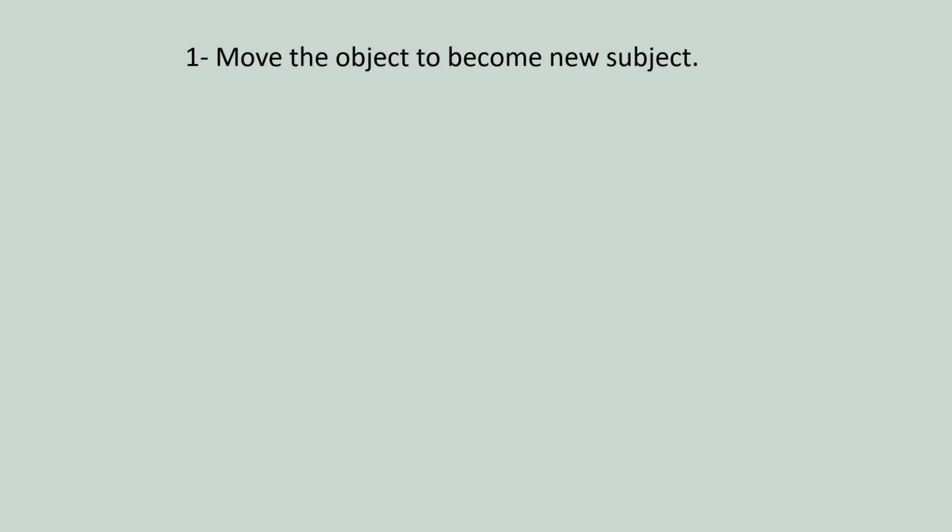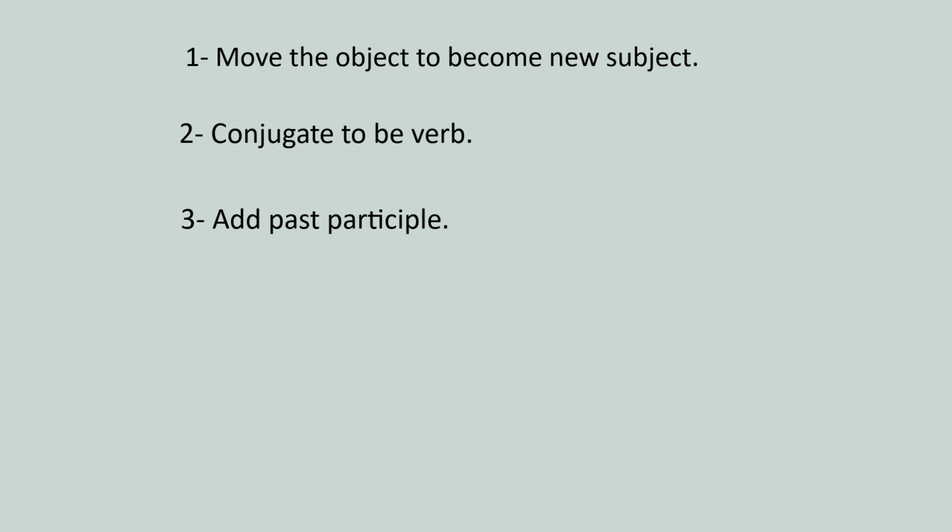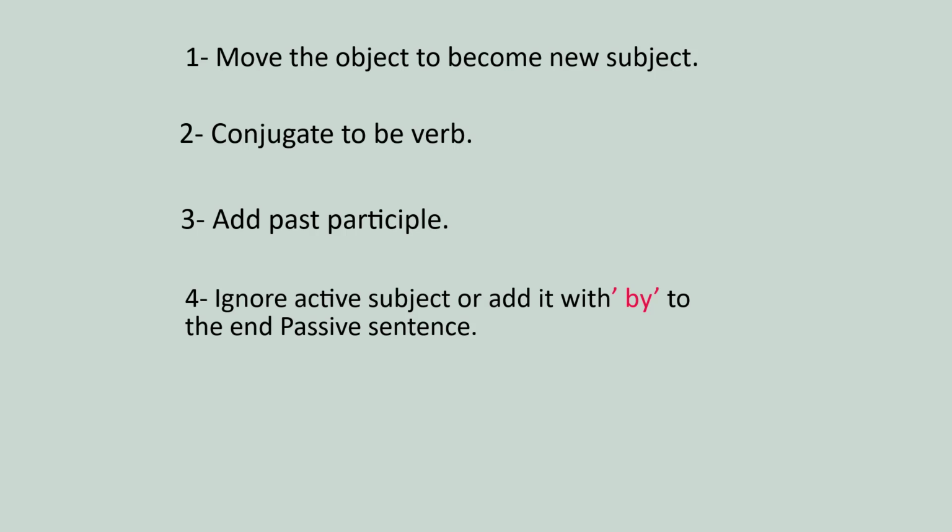Step number 1, move the object to become the new subject. Step number 2, conjugate the to be verb. Step number 3, add the past participle. Step number 4, ignore the active subject or add it with by to the end of the passive sentence. More examples.